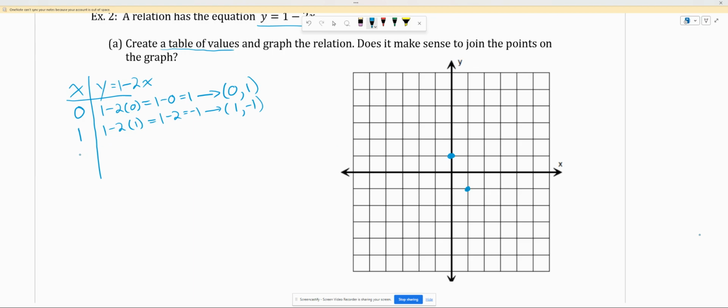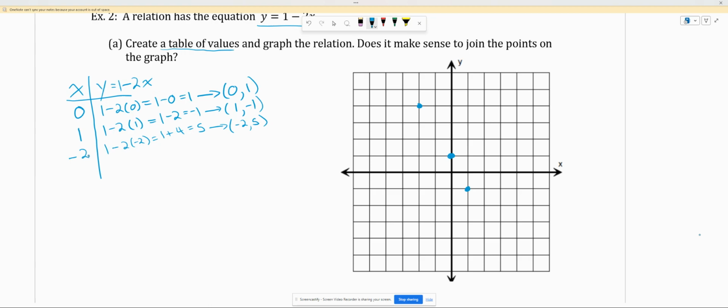Let's put in something totally different, like negative 2. Let's try that. 1 minus 2 times negative 2. Now I'm going to multiply these two negatives. That's going to give me a positive 4. So I'm going to get a 5 this time. So my coordinate is going to be at (negative 2, 5). So I go negative 2 over and positive 5 up, which is right here. You notice my dots are all on a straight line, which is a good thing. This is a linear relation.